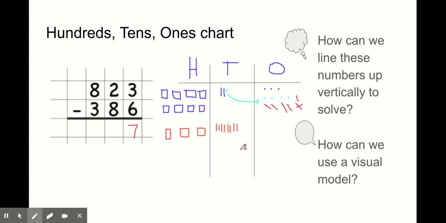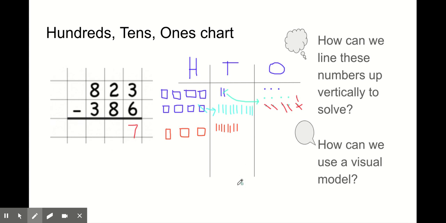Let's take a look at the tens. This is more tens than this. So now I need to borrow from the ones, or from the hundreds, excuse me. So I take 100 away, and I move it over into the tens. 10, 20, 30, 40, 50, 60, 70, 80, 90, 100.